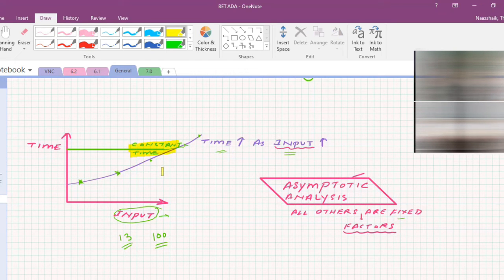Say, suppose it takes 2 seconds to execute. No matter your input is 13 or 100 or 1000, it always takes 2 seconds to execute. So you could have cases where you always have a fixed constant time, or you could have a variable time where it changes as your input changes. This focus on the change in the input and how your algorithm behaves is called asymptotic analysis. Clear?